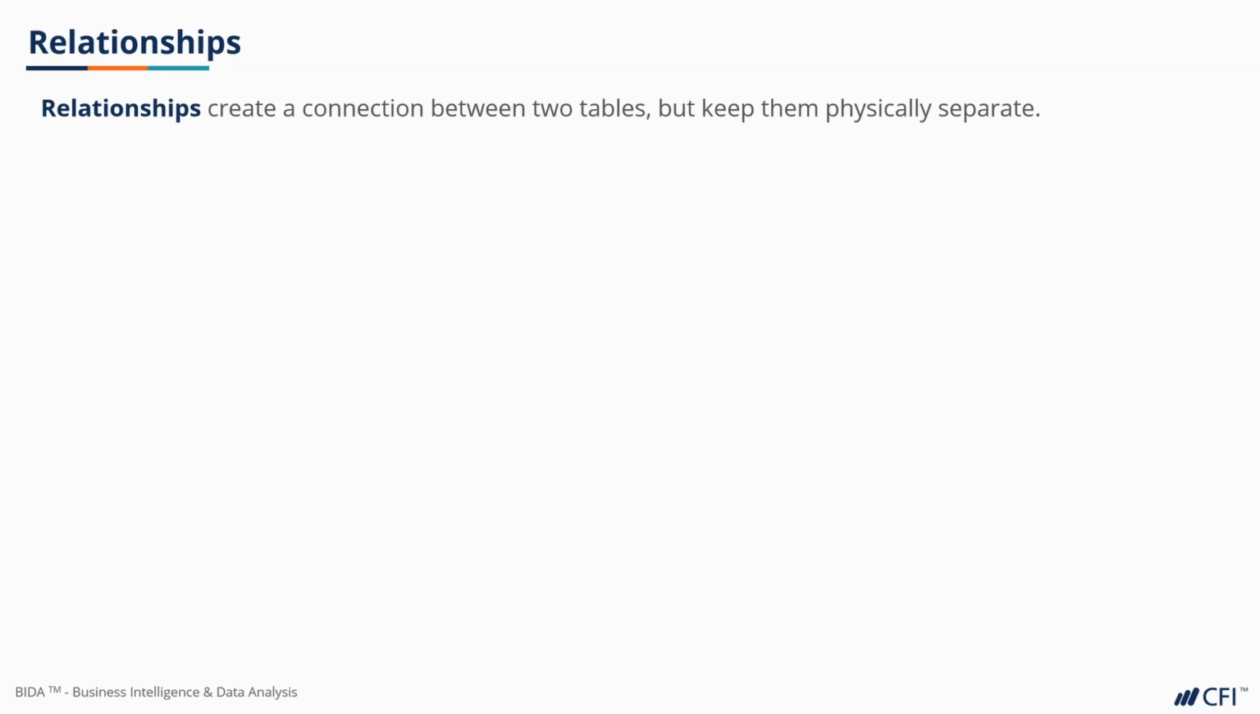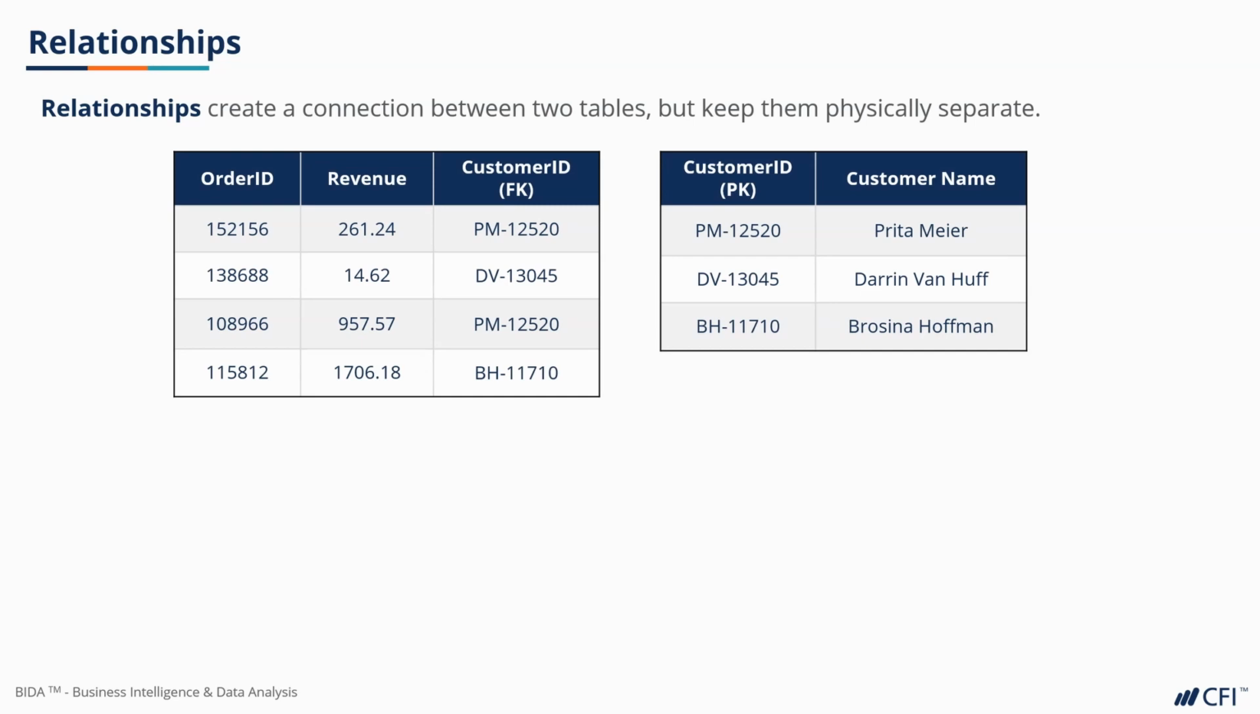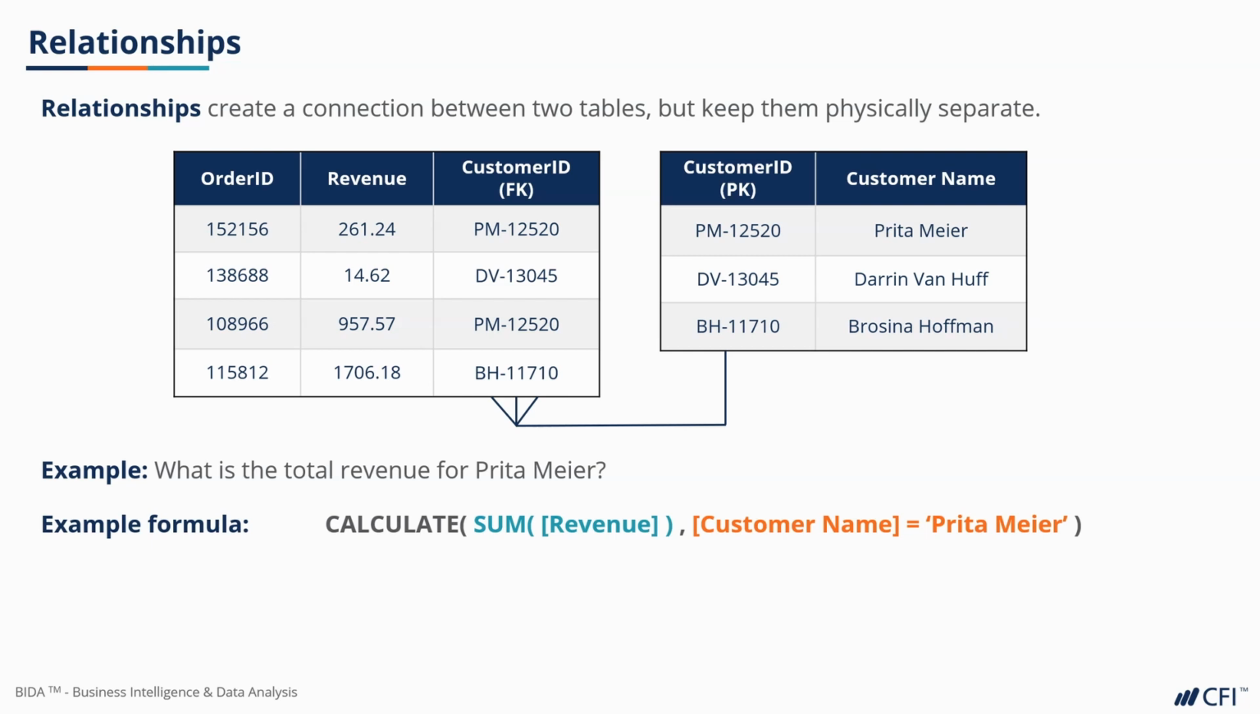The final method we have to link tables is known as relationships. Relationships create a connection between 2 tables, but keep them physically separate. In that same example with a transaction table and a customer table, we simply create a relationship between our foreign key and our primary key columns. The advantage of relationships is that the values in the other table are only accessed when they're needed. For example, if we were to ask the question, what is the total revenue for Preeta Maya, only then is that customer table used. We might use it in a formula with a filter condition to say we want the customer name to only equal Preeta Maya.